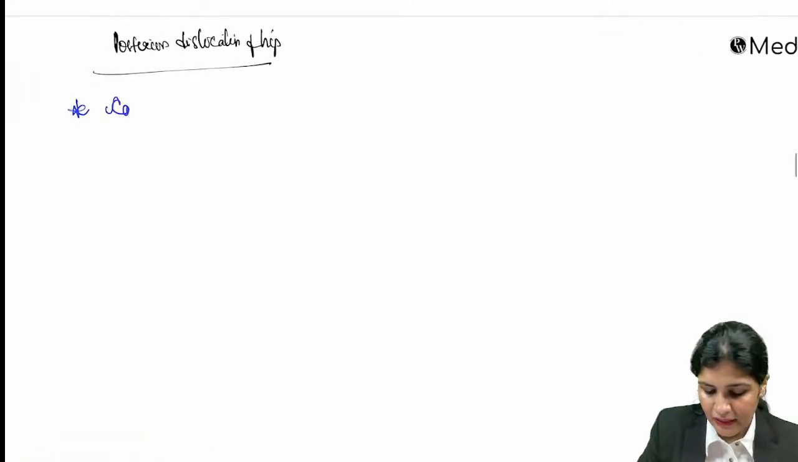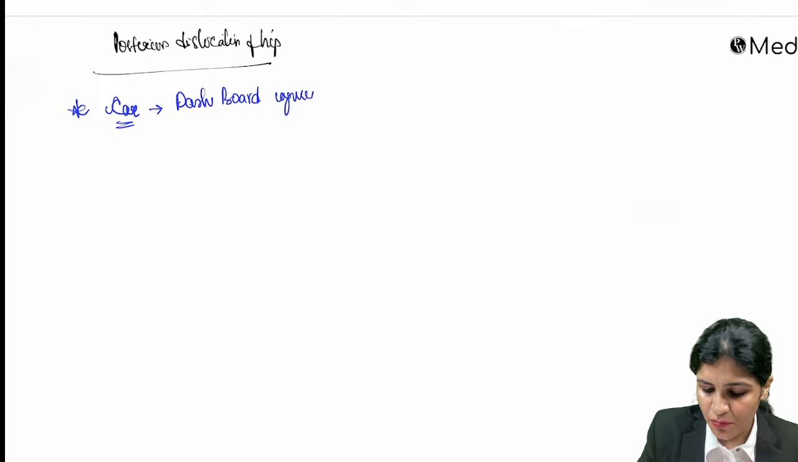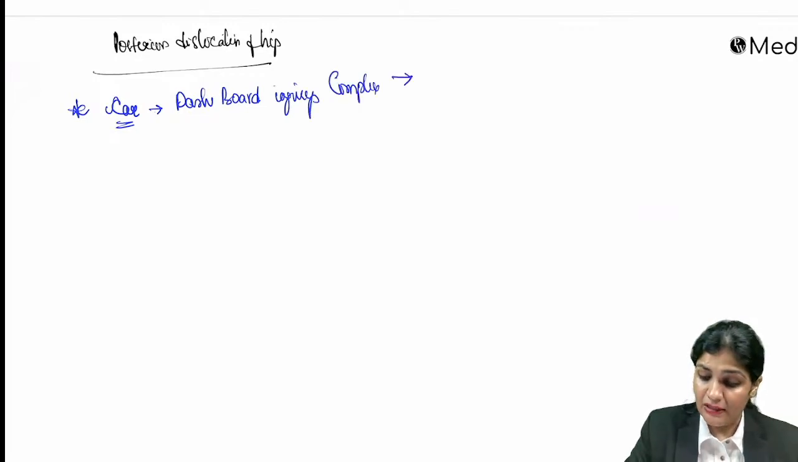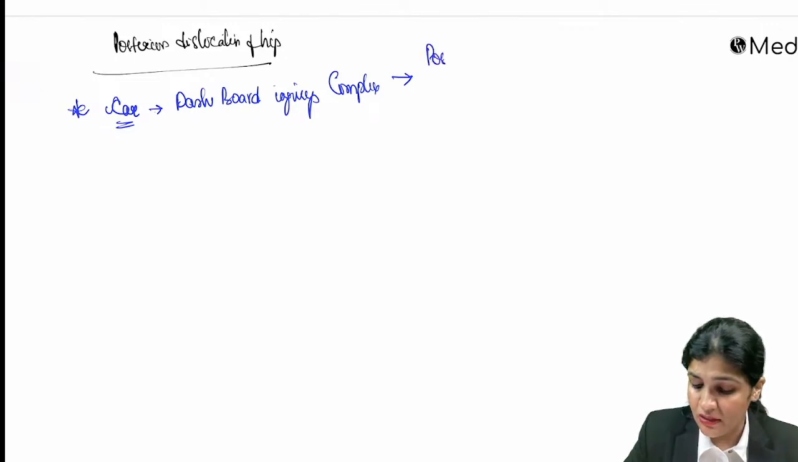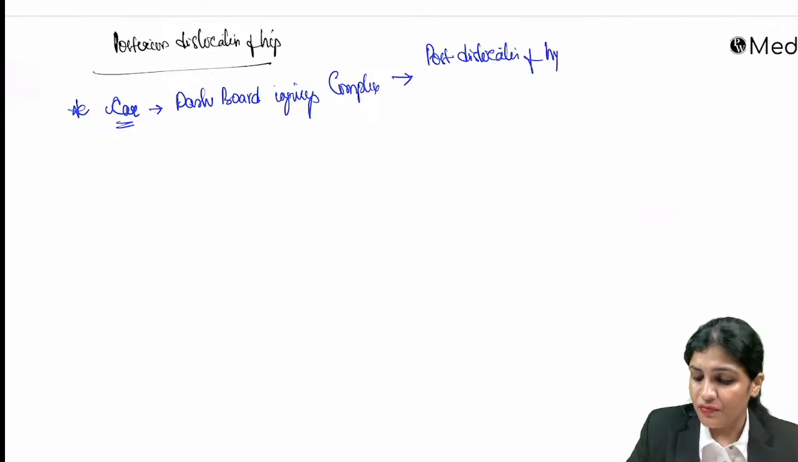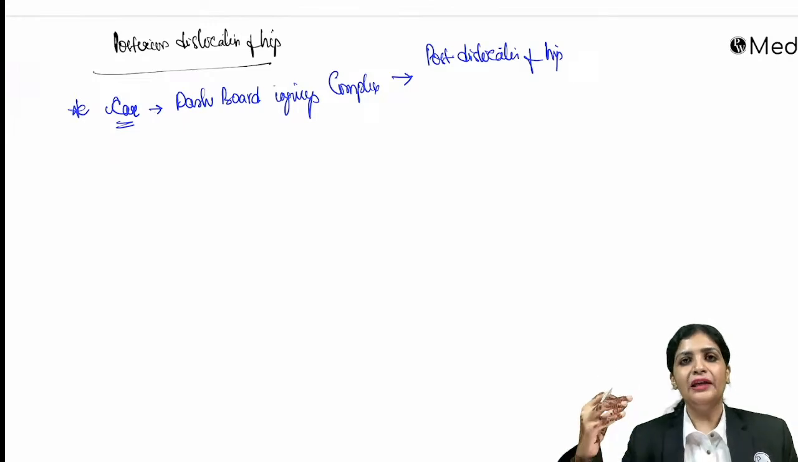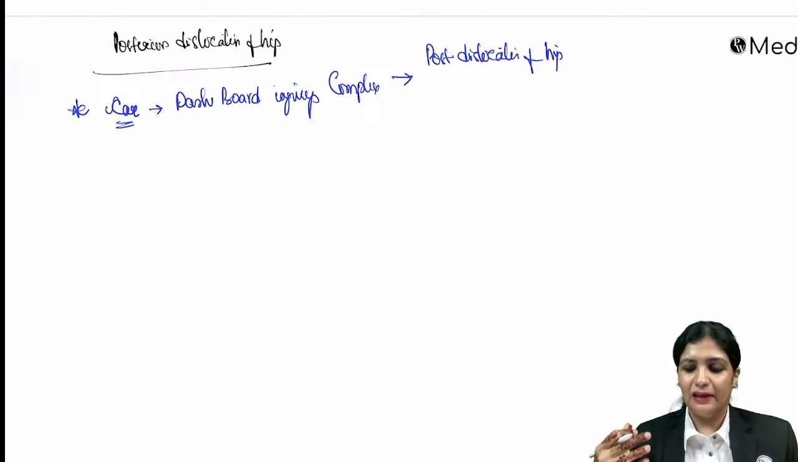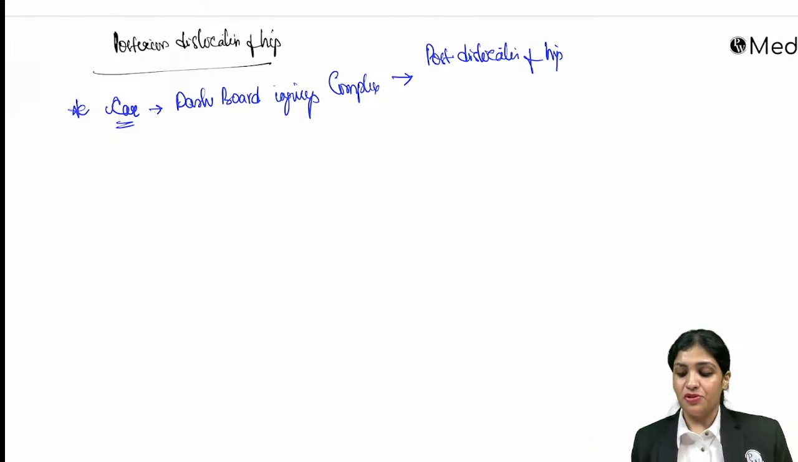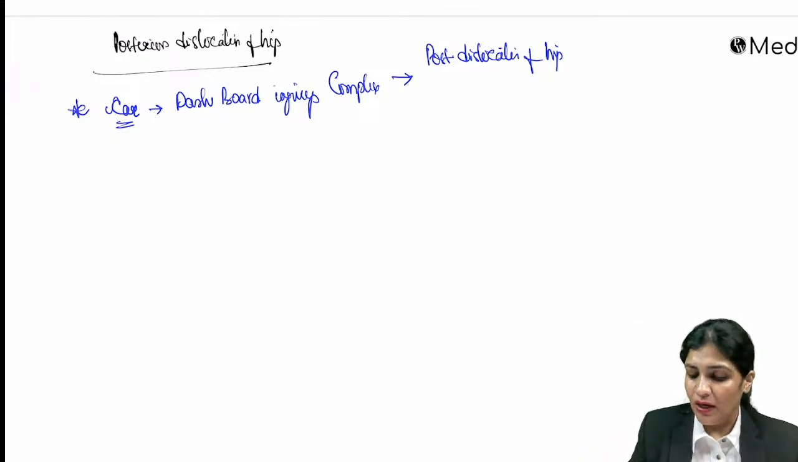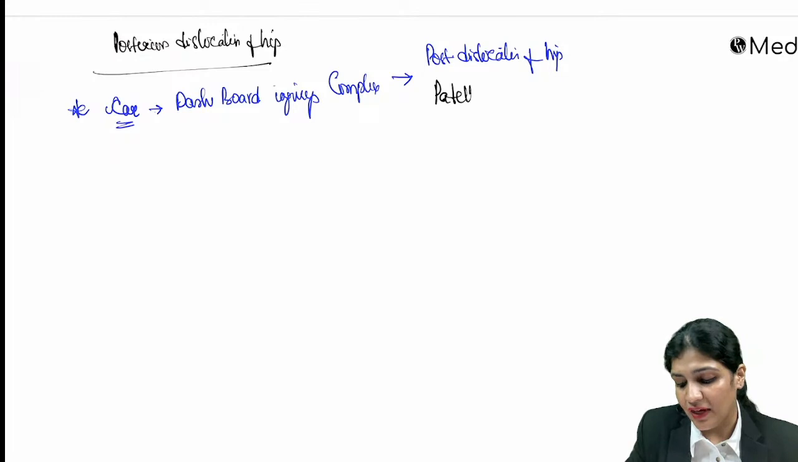It is mainly seen in the car, and it is the dashboard injury. So the dashboard injury complex, which we are going to learn. First in this is your posterior dislocation of the hip joint because of the flexion position of the hip and the knee, right? Because of this position of the limb and injury occurring to it, this results in the posterior dislocation of the hip. The next one would be your patellar fracture.